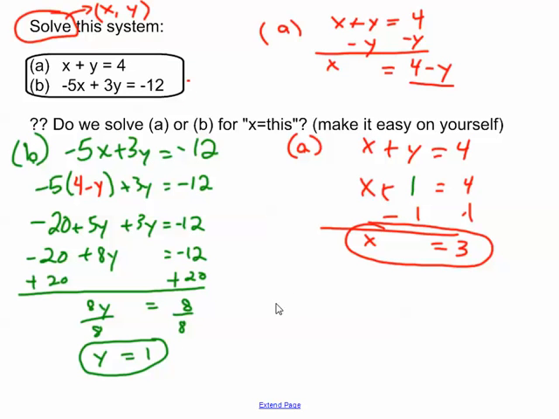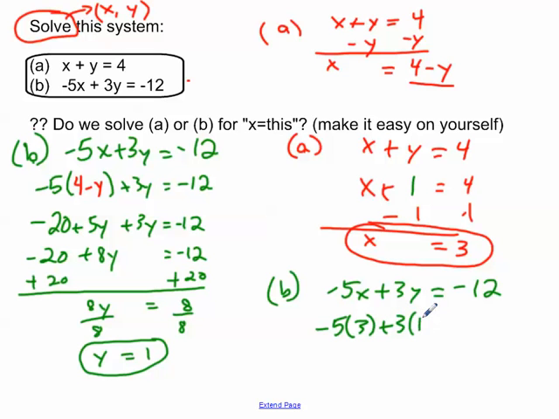So now we can take a look at B and say, well, does B check out? Here's our B equation, negative 5x plus 3y equals negative 12. And we're going to substitute x equals 3 and y equals 1. So negative 5 times x, 3, plus 3 times y, 1, equals, with a question mark, negative 12. Negative 5 times 3 is negative 15, plus 3 equals negative 12 with a question mark. Negative 15 plus 3 is negative 12 equals negative 12. Sure enough, it checks out, and that's a solution for our system. So we've checked our solution, we've double checked it, and we've substituted in, we've solved our system.